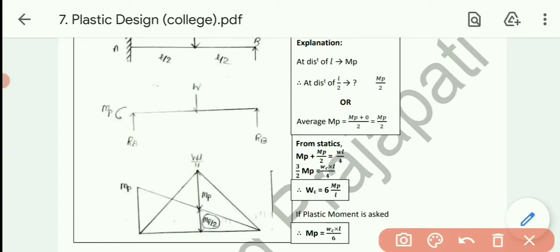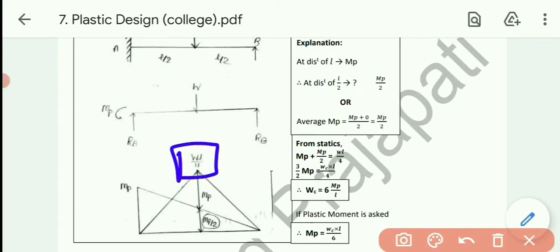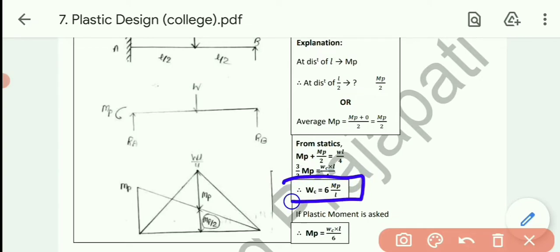So finally, what does it mean? These two moments mean the total moment WL by 4 is subdivided into two moments: this one is MP and this one is MP by 2. From statics, MP plus MP by 2 equals the total moment WL by 4. Simplifying, we get 3 by 2 MP on the left hand side equals WL by 4. WC stands for the collapse load. If I am concerned about WC, then WC is 6 MP by L. The 4 goes over here, 3 into 4 is 12, 12 by 2 is 6. So 6 MP by L is the collapse load.